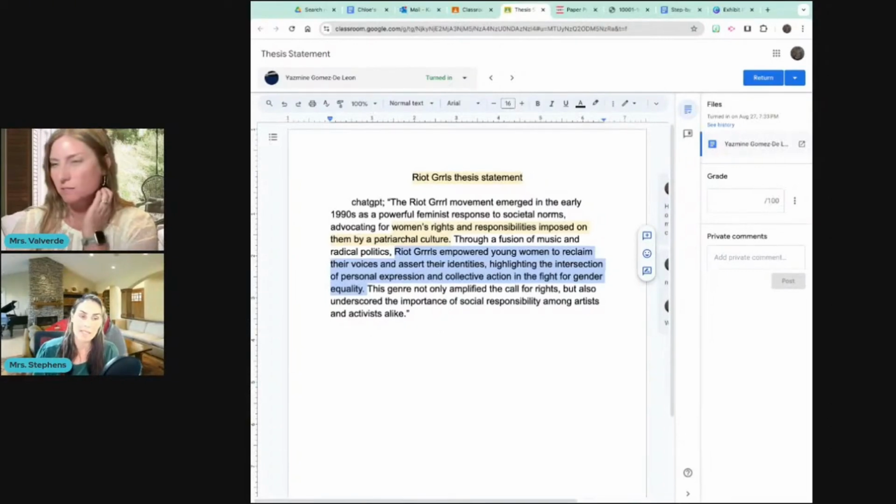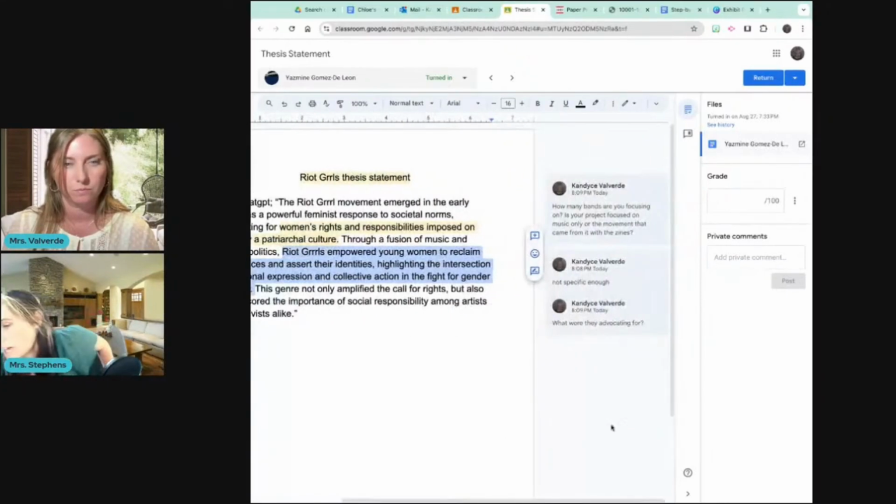So we need to be more specific. Riot Girls, and then the bands, and then instead of saying young women, let's get specific. Where were they? Women in what area of the country? What age group? What demographic? Why were their voices lost? One of the problems with this thesis is "reclaim their voices." It needs to be clear who took them. So I think we should fix that.